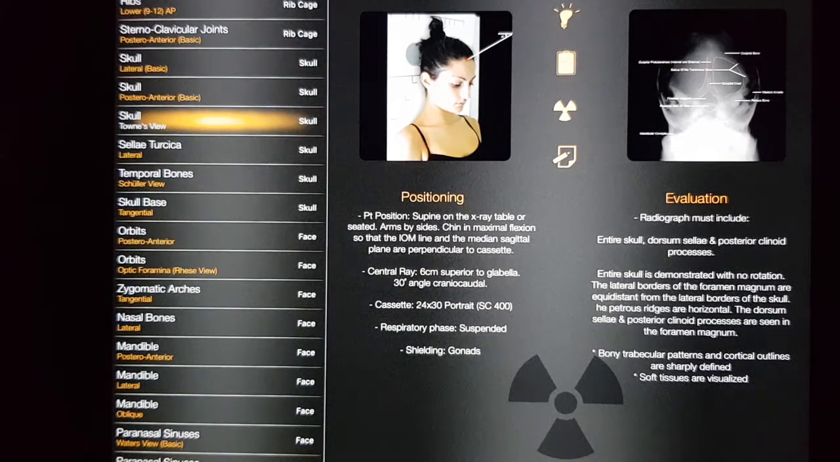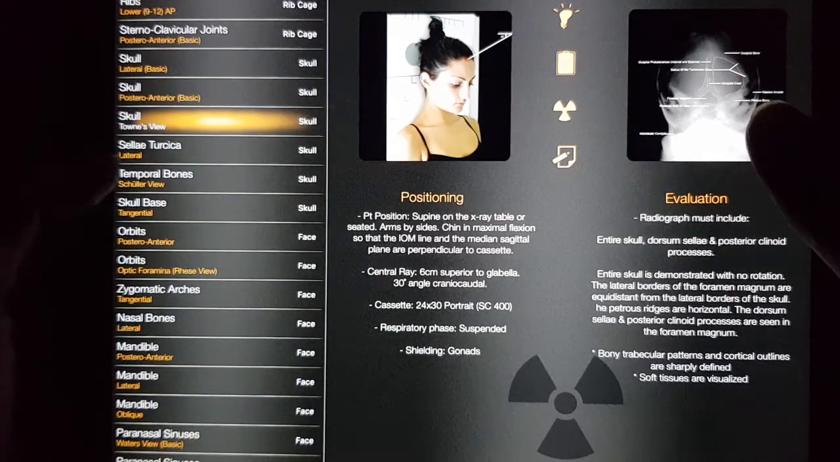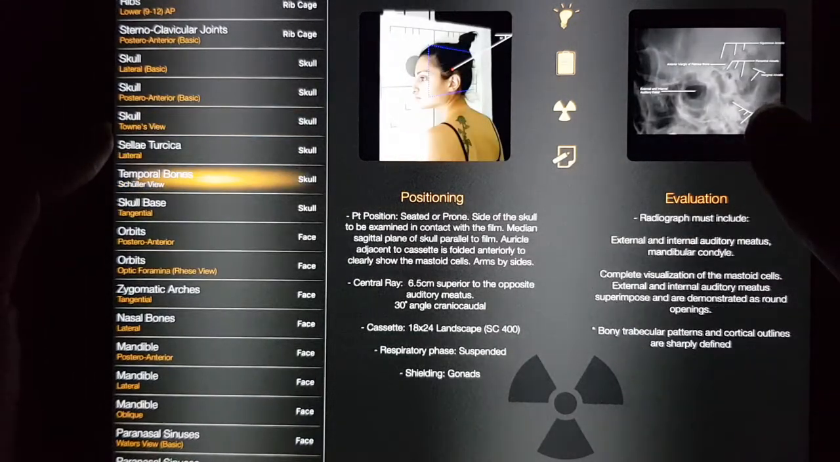Hi friends, welcome to our ENT x-rays or radiographs second part. Today we'll take only two views in this part, that is Towne's view and the temporal bone, Schuller's view.